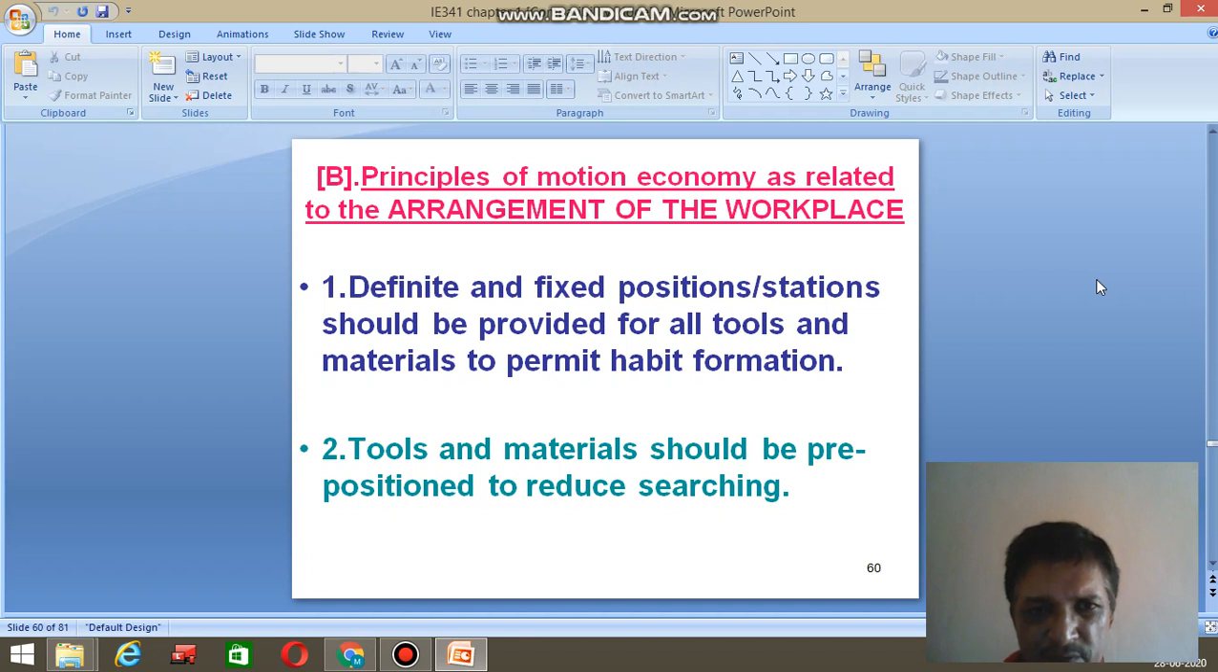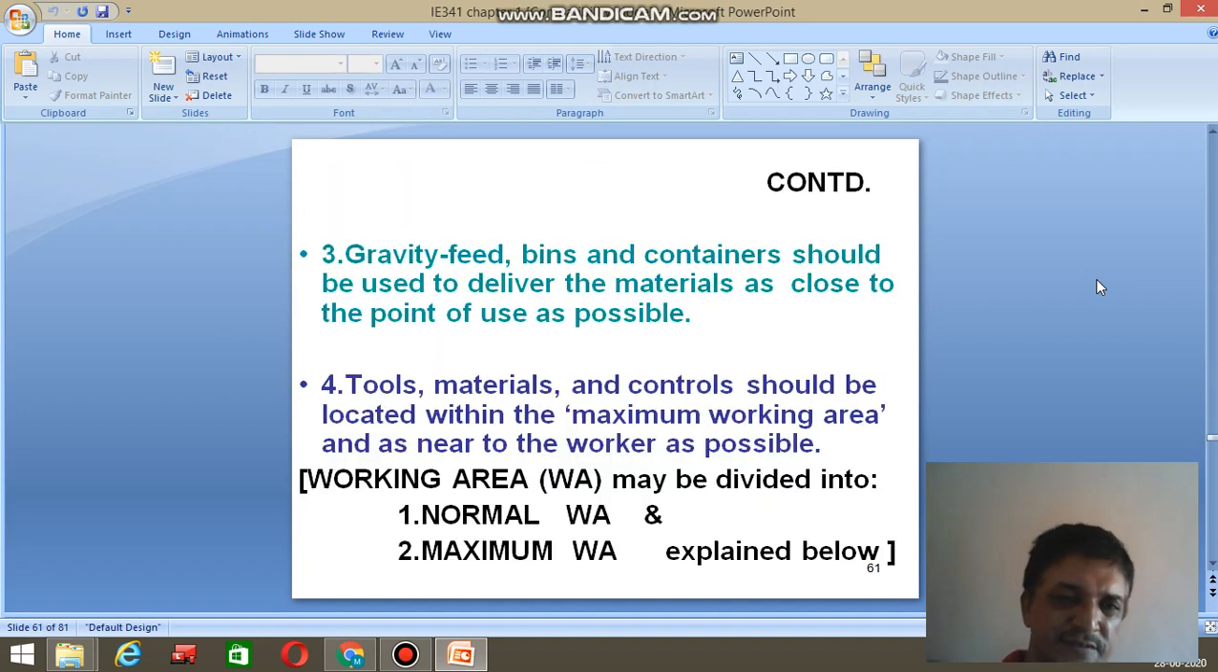According to the arrangement of the workplace, definite and fixed position stations should be provided for all tools and materials to permit habit formation. Tools and materials should be pre-positioned to reduce searching. So the positions must be pre-positions. Gravity fed bins and containers should be used to deliver the material as close as possible to the point of use. Tools, materials and controls should be located within the maximum working area and as near to the workers as possible.